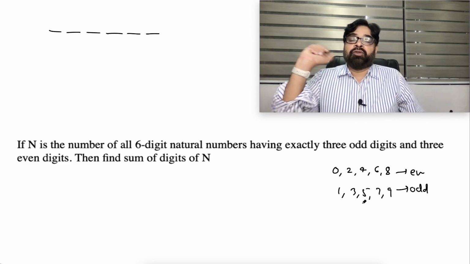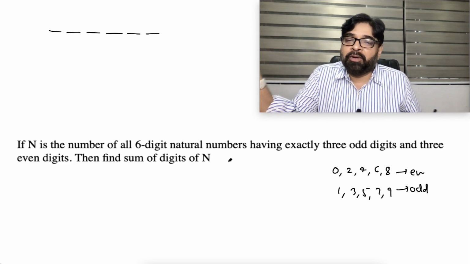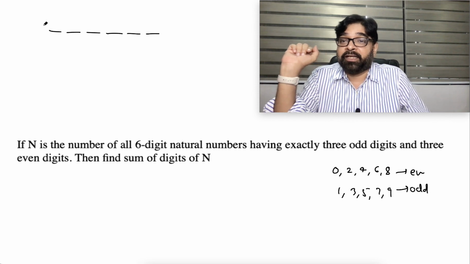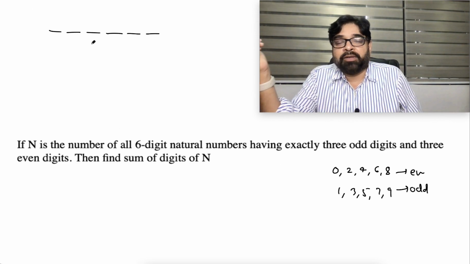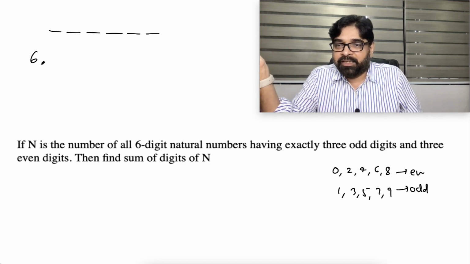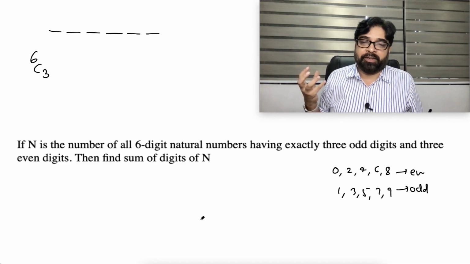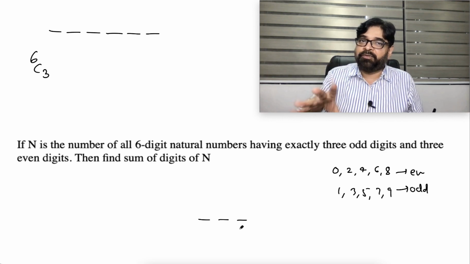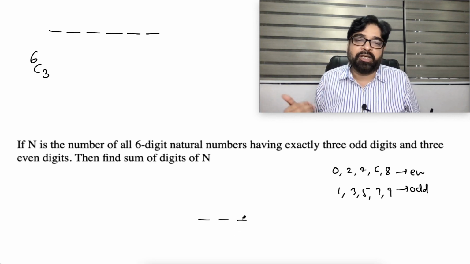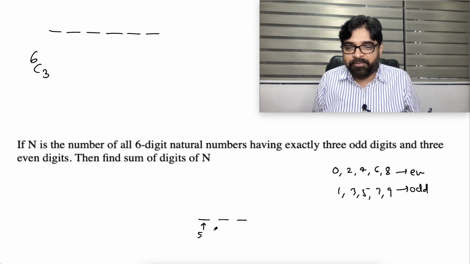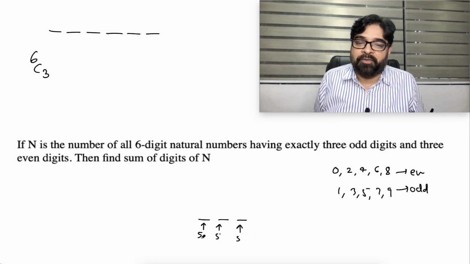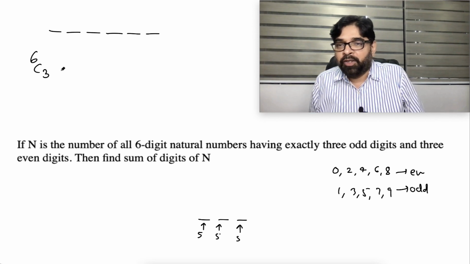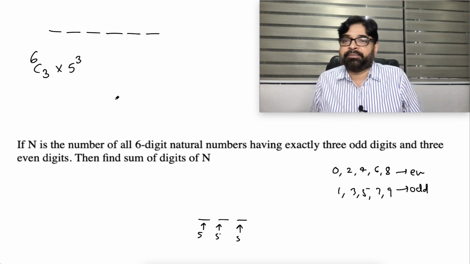Right? The first thing is that I will not put any condition. Only one problem will be there: 0 should not come here. But let's forget that. Out of 6, I will select 3 places, 6C3. These 3 places I will fill by even digits. So this place can be filled in 5 ways, this place also 5 ways, this place also 5 ways. So 5 into 5 into 5, that is 5 power 3.